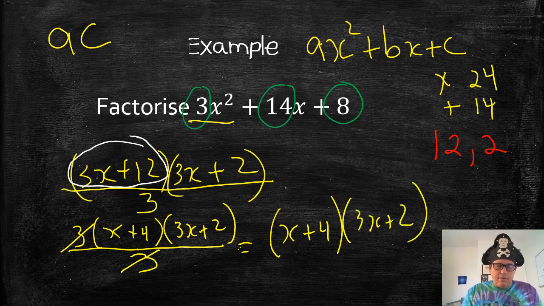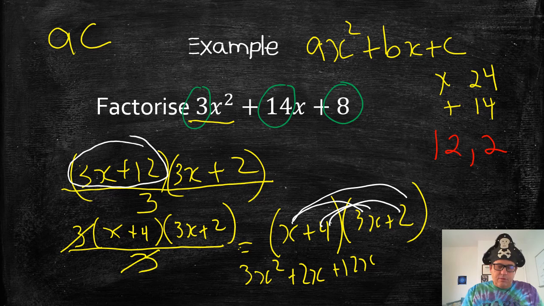Does that work? X times 3x is 3x squared. X times 2 is 2x. 4 times 3x is 12x.